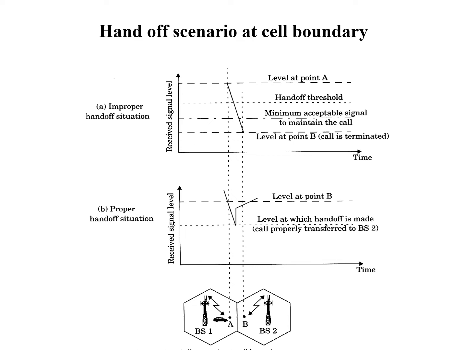The handoff scenario at the cell boundary is shown. You can see that a vehicle is moving from cell 1 to cell 2. The first one shows the improper handoff situation and the second one the proper handoff situation. The signal strengths at location A in cell 1 and location B in cell 2 are shown in both cases. In the first case, the handoff is not completed properly, so when the vehicle reaches point B, the call is lost. In the second case, the handoff is done correctly, and when the vehicle reaches point B, again we have good signal strength.